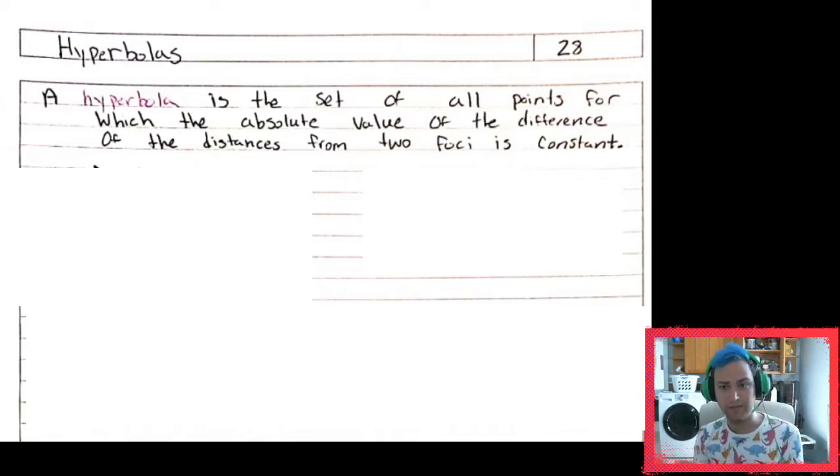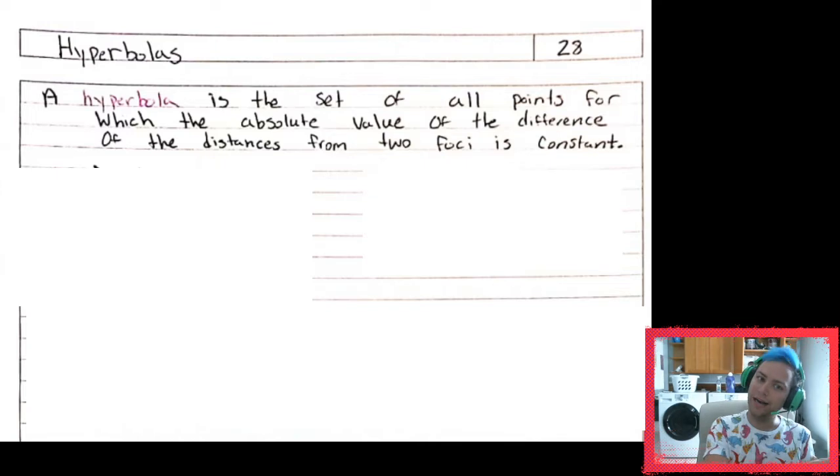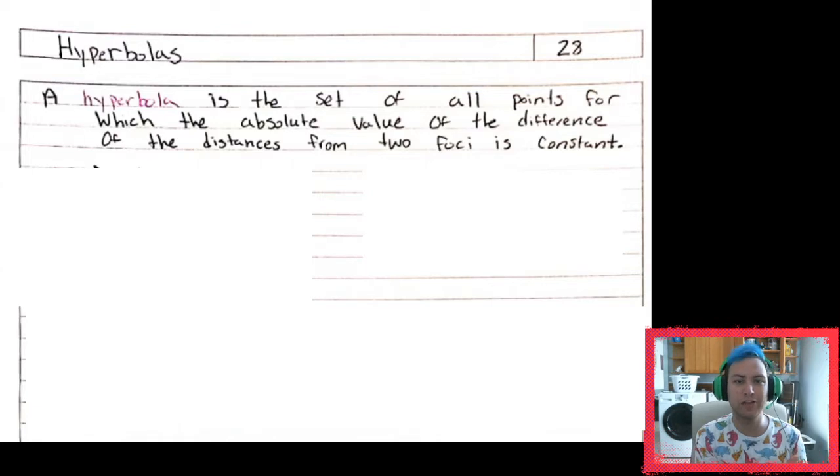So in an ellipse, we add the distances together. In a hyperbola, we subtract the two distances. What is important is the subtraction has to always be positive, so we focus on the absolute value of the difference of the two distances. If you get a negative number, you disregard the negative. For example, 8 minus 6 gives you 2, but 6 minus 8 gives negative 2. Ignore the negative, it's 2. They're equal, so it works out. As long as it equals the same number when you subtract them, it makes a hyperbola.